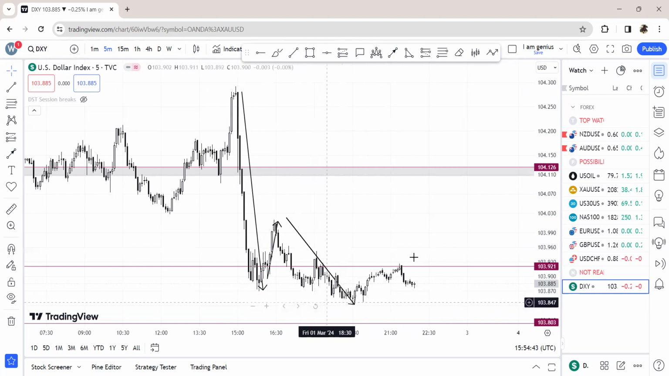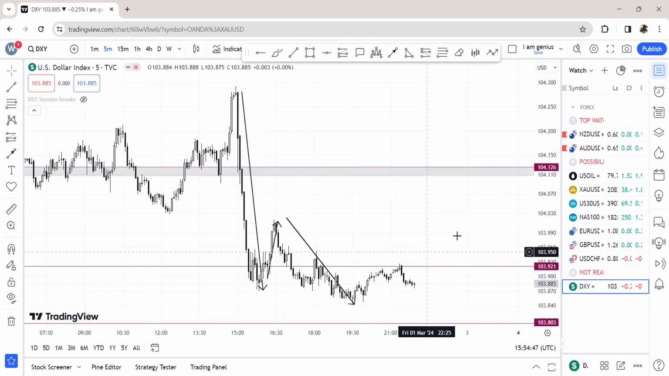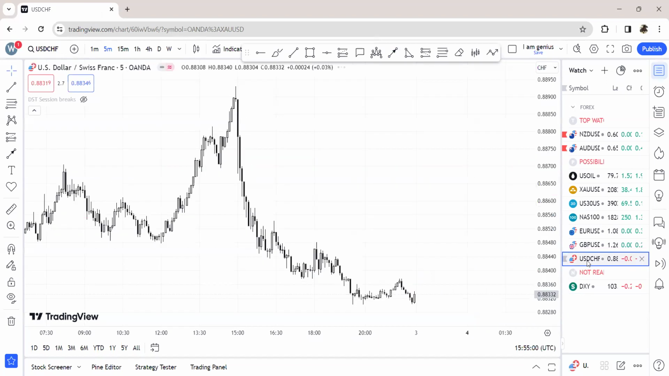Now, based on what I've explained, since the DXY is going down, what do we expect to be happening to USD CHF? So I'll give you a minute to answer that. And the time is up. We're expecting it to also be going down.